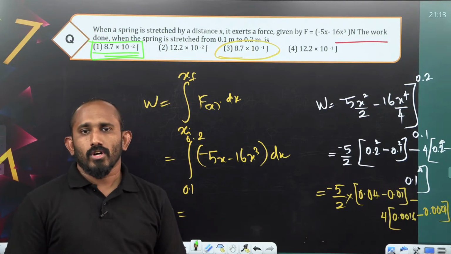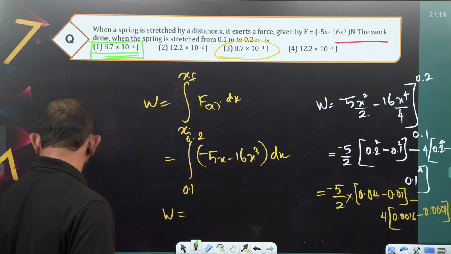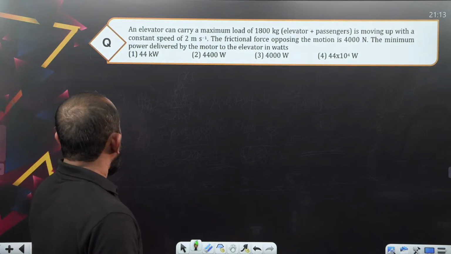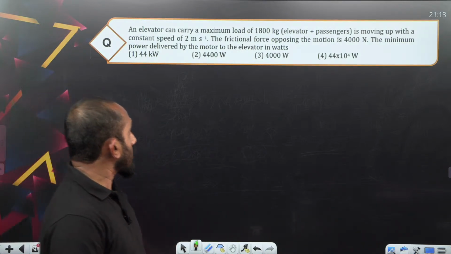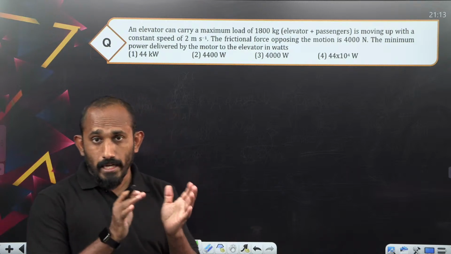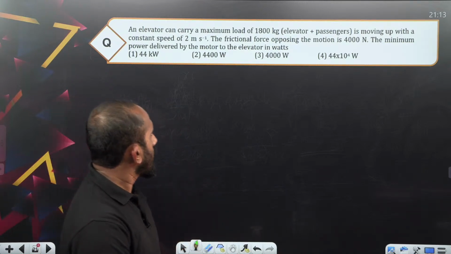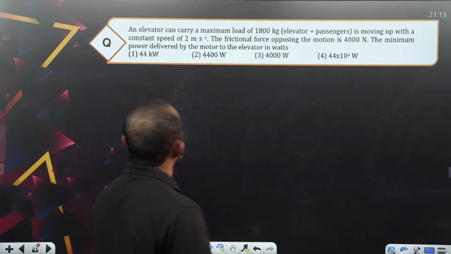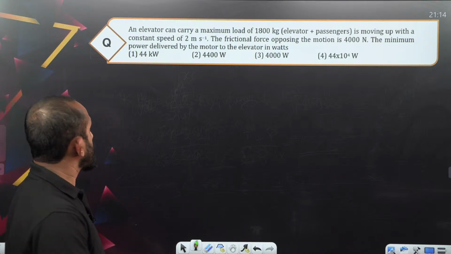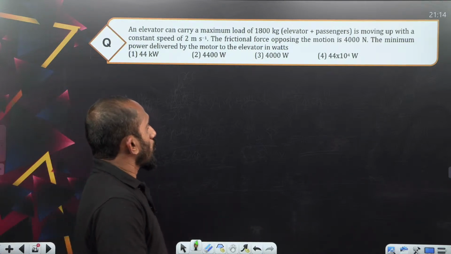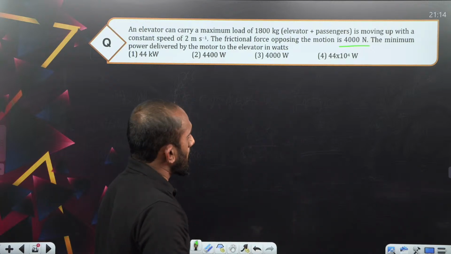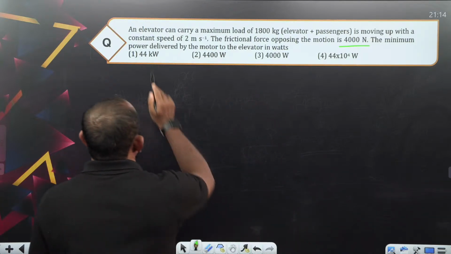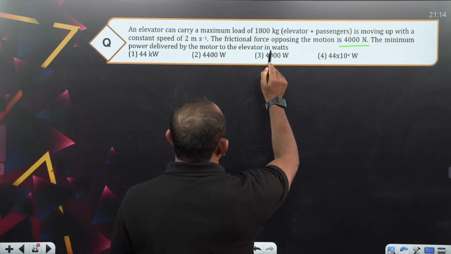Fine. So next question, let's do. An elevator can carry a maximum load of 1800 kilogram, maximum load including passenger plus elevator, and is moving up with a constant speed of 2 meters per second. The frictional force opposing the motion is 4000 Newton. The minimum power delivered by the motor to the elevator in watts.